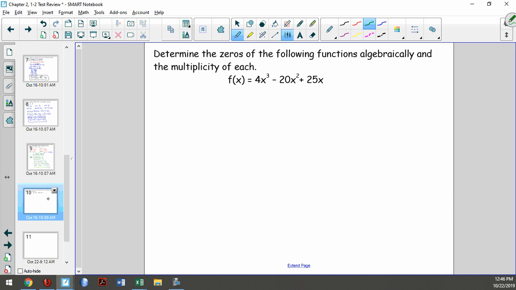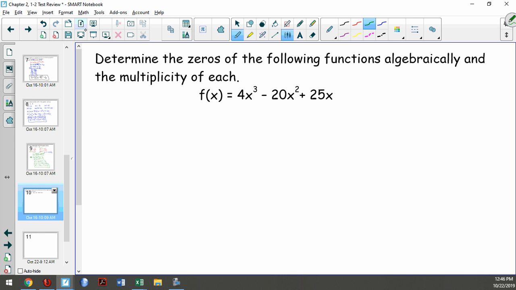Okay, the last thing you need to know: determine the zeros of the following functions algebraically and the multiplicity. What does multiplicity mean? Is it a double root? Is it a triple root? Is it a quadruple root? What is it? But I want you to do that algebraically.